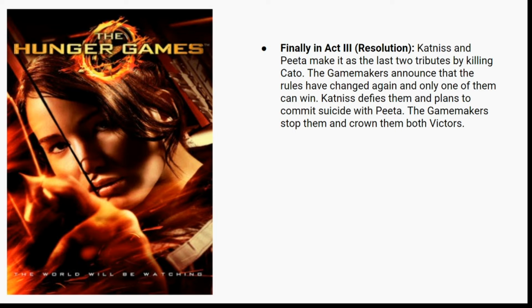Finally, in Act 3, the resolution, Katniss and Peeta make it as the last 2 tributes by killing Cato. The game makers announce that the rules have changed again, and only one of them can win. Katniss defies them and plans to commit suicide with Peeta. The game makers stop them and crown them both victors. So that was the beginning, the middle, and the end with Acts 1, 2, and 3.